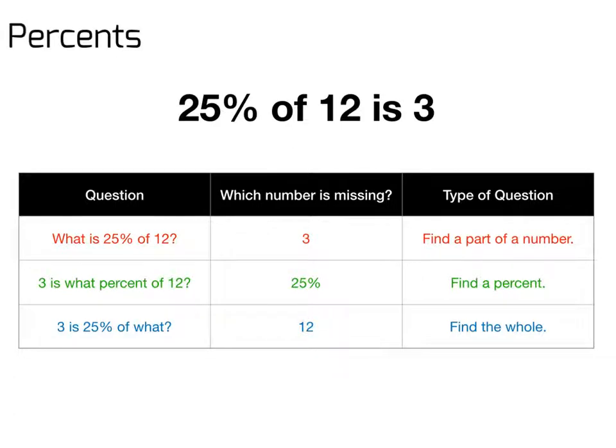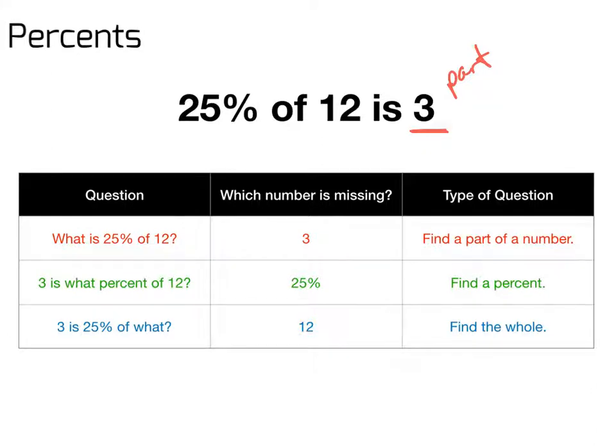In the statement 25% of 12 is 3, there are 3 separate numbers. In real life, at any time, one of these numbers could be unknown, and you have to ask yourself a question. Here are 3 examples of questions. What is 25% of 12? The number that's missing here is this 3. So you're trying to find a part of a number, because 3 is a part of the number 12. It's 25% of 12.